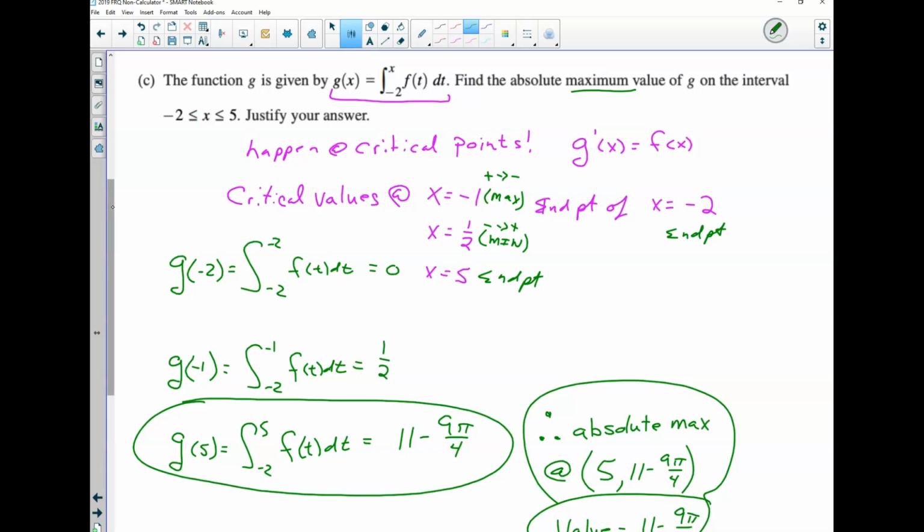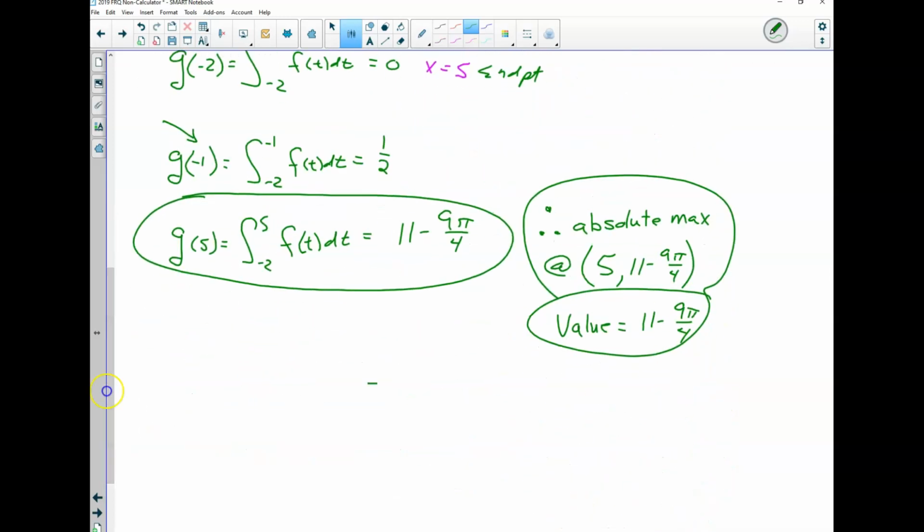1 point is coming from identifying the graph you're looking at. See, don't make any assumptions. You write everything down. Identifying this as a candidate for a maximum because it was a maximum. And your final answer is g of 5 is 11 minus 9 pi over 4 for your 3 points. The last one is worth 1 point.